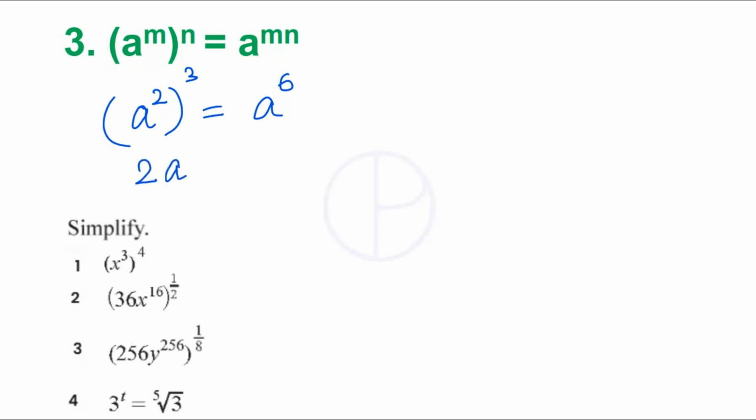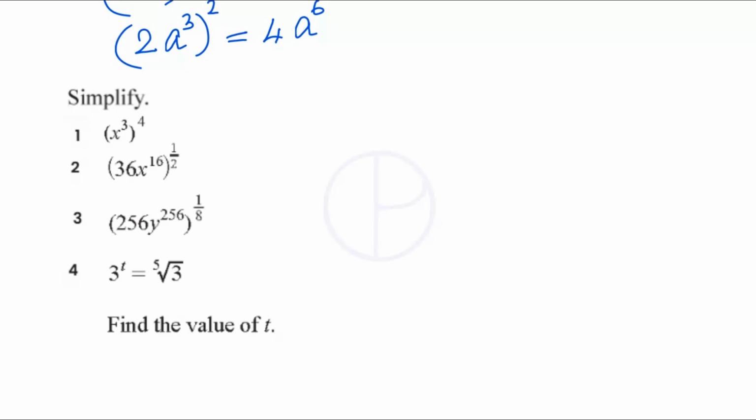Two a power 3 the whole power 2. Okay. First, let's do the number part. 2 power 2. Okay. So 2 power 2 is 4. Then a power 3 multiplied by 2, which is 6. Let's work out these examples. Simplify x cube the whole power 4, which is equal to x power 3 multiplied by 4 is 12.